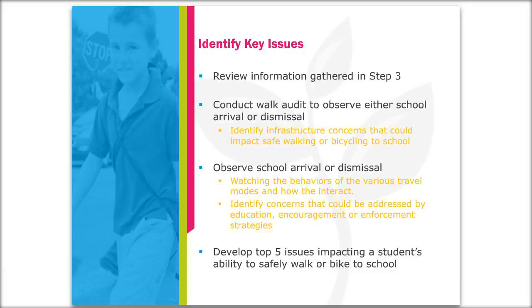So the 4th step is to identify key issues. A critical first step for any Safe Routes to School program is to become familiar with the current walking and bicycling environment at the school. In step 3, you gathered information that painted a picture of the current process regarding student travel. Here in step 4, you will explore this further by observing it firsthand and discussing, both within your Safe Routes to School team and with other stakeholders, possible issues impacting students' ability to walk or bicycle to school.